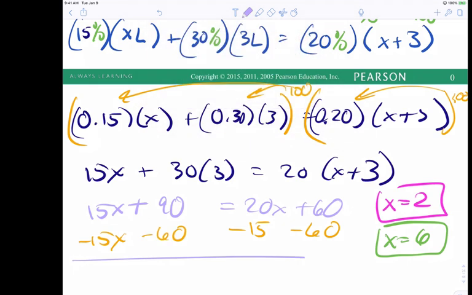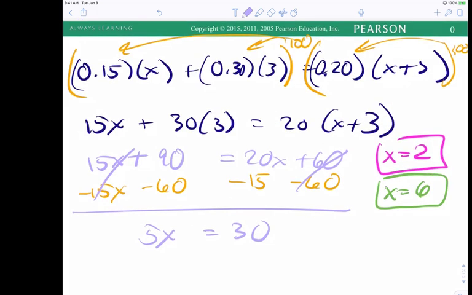So then that goes to 0. That goes to 0. That's what? 5x, right? Come on. And then what's that? 30. So the x, I can agree with 6. So that's okay. Happens.